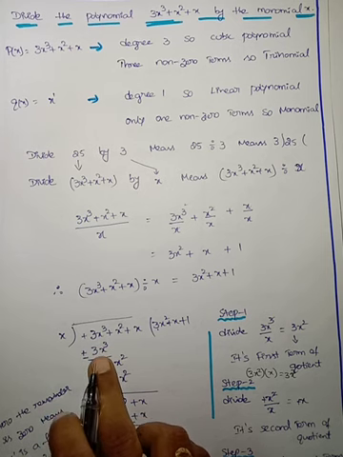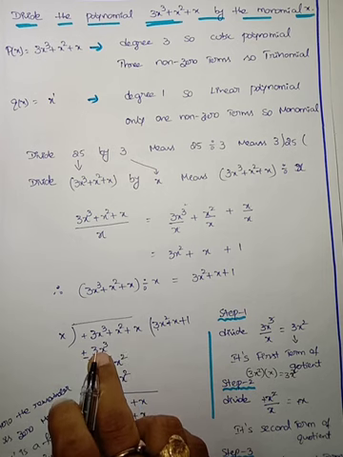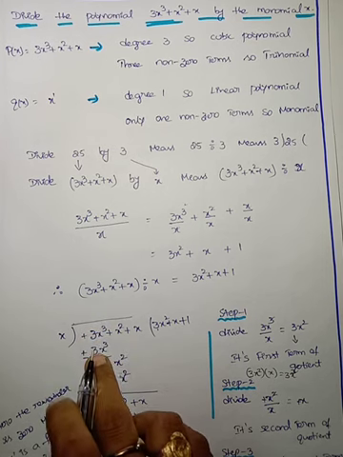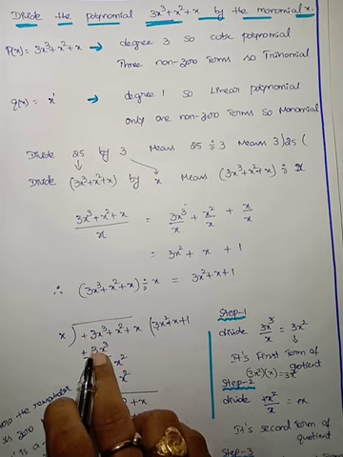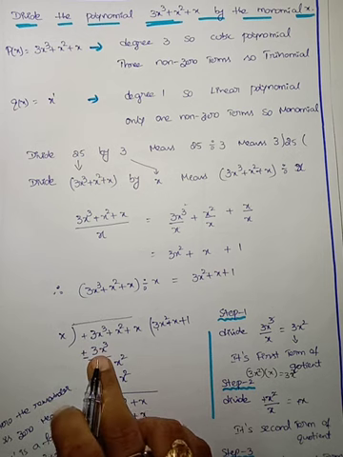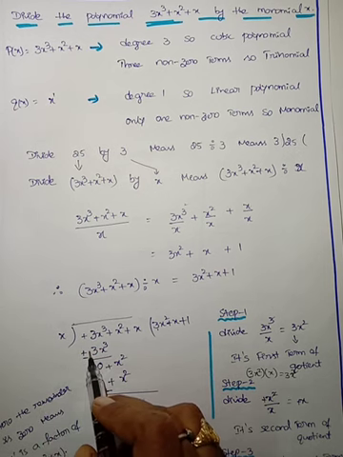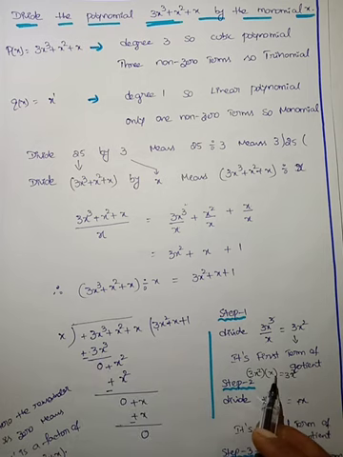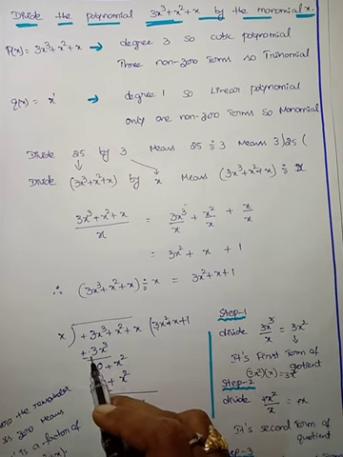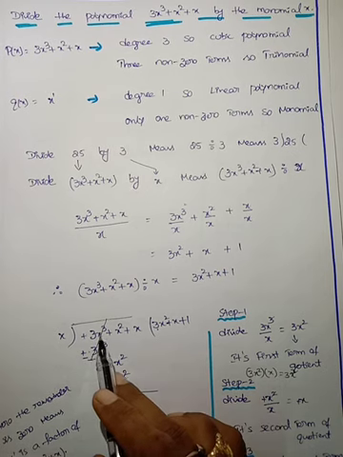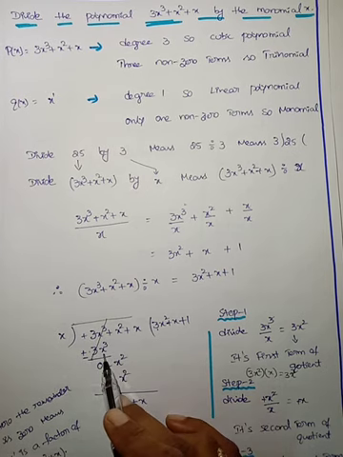You have to subtract this 3x cube from this 3x cube, these two like terms. That means change the sign: plus 3x cube, minus 3x cube. Just change the sign, and these two are cancelled.